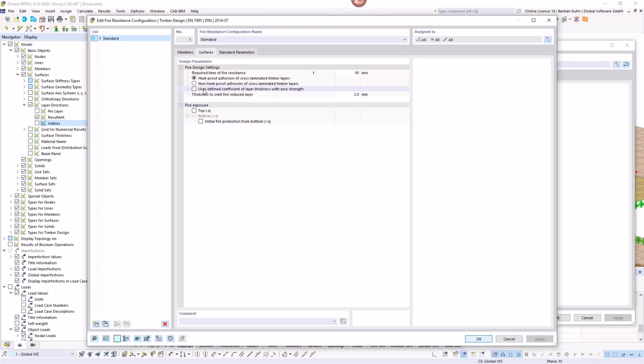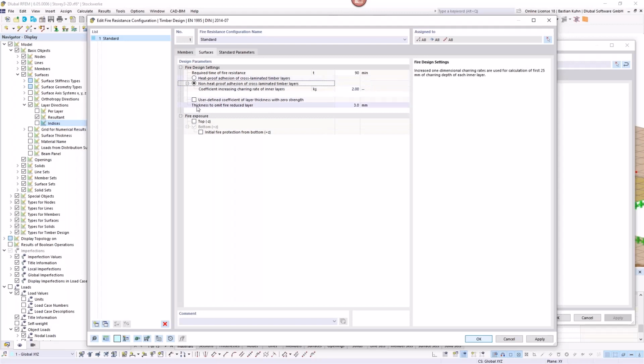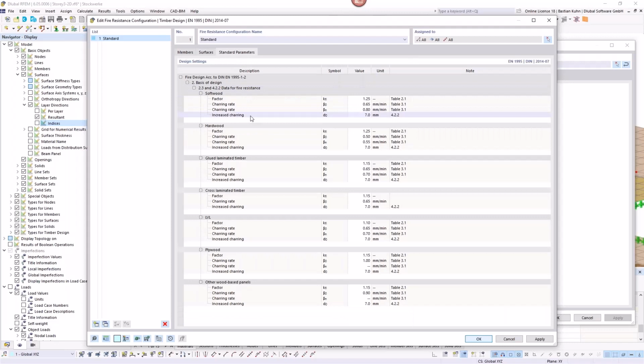And the default setting here is non-heat-resistant adhesive, the glue or adhesion of cross-laminated timber, which means this is the standard glue taken by the producers. So be aware to take this one. And the burning rate that we have in here, we can also control that in the standard parameters, and it's probably quite interesting to take a look into that.